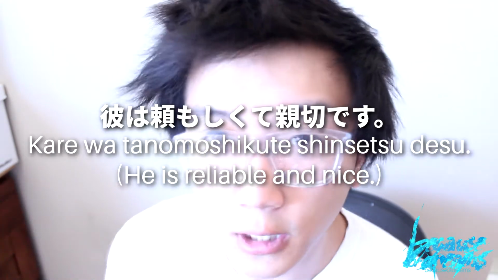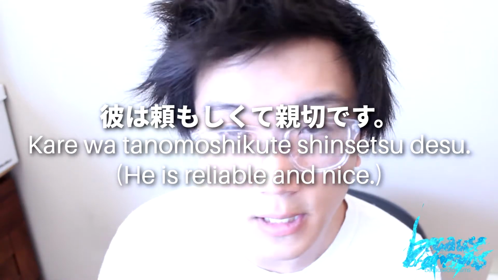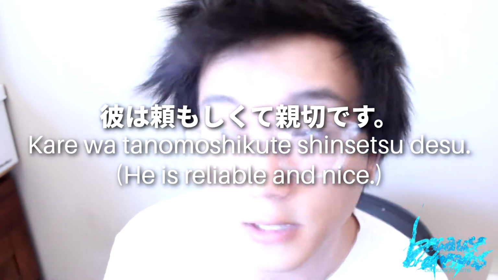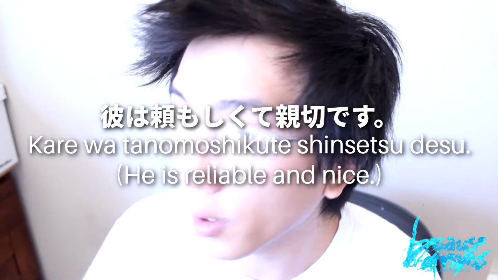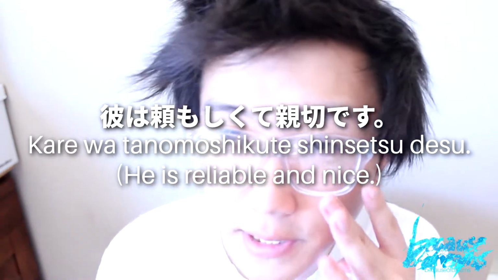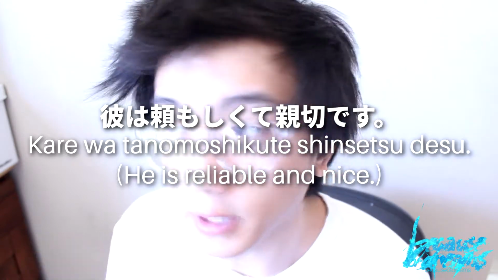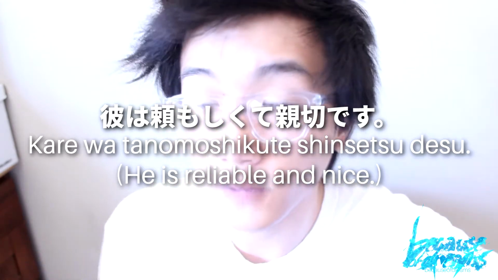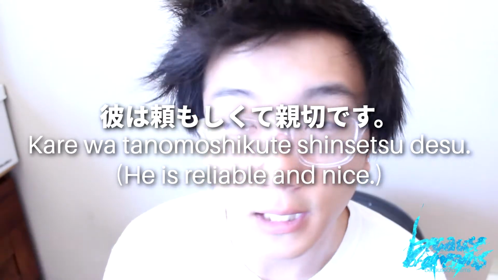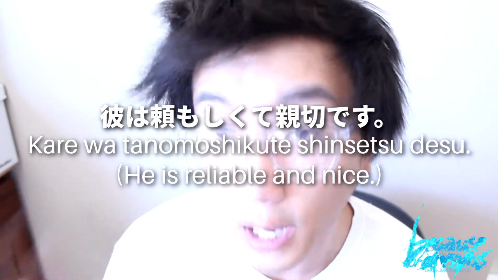Just as a refresher, we'll use the first example to connect adjectives together. Our line is "Kare wa tanomoshikute shinsetsu desu." This translates to "he is reliable and nice." Let's break it down bit by bit. First up, we have kare, which means he. We have wa, marking him as the topic of the sentence. We have tanomoshikute, and this is the i adjective tanomoshii, which means reliable.